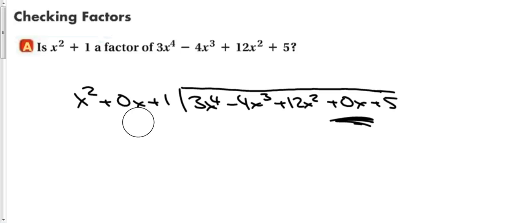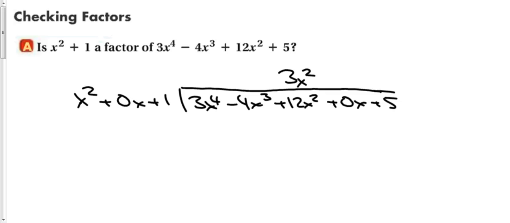Now I'm going to keep dividing this until the degree of my remainder is less than 2. As soon as the degree of my remainder is less than 2, I'm done, because then x squared wouldn't go into that anymore. So my first step is to take 3x to the fourth, divide it by x squared. See how many times it goes in? It goes in 3x squared times.